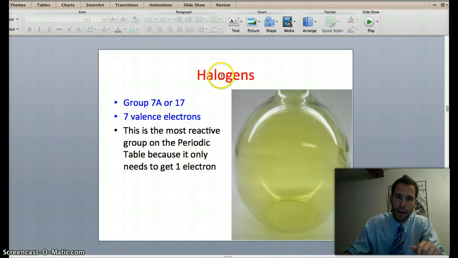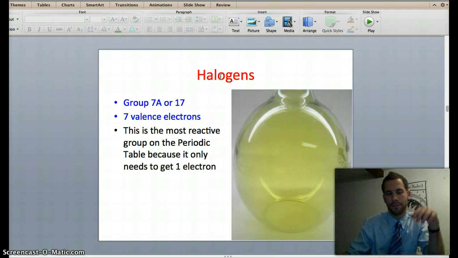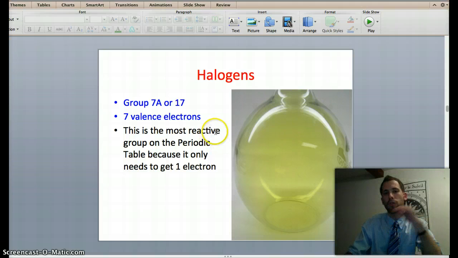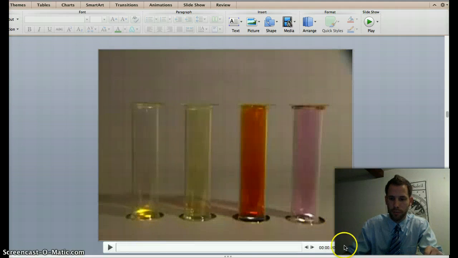The next one we want to talk about, one of my other favorite groups, are the halogens. The halogens are all the way on the right side, right next to the farthest group on the right. Group 7A or group 17, and these have 7 valence electrons. They're the most reactive group because they only need 1 more valence electron to complete their octet and be happy. So they're going to look for that 1 electron wherever they can and react with anything. Check out how they react with aluminum foil.